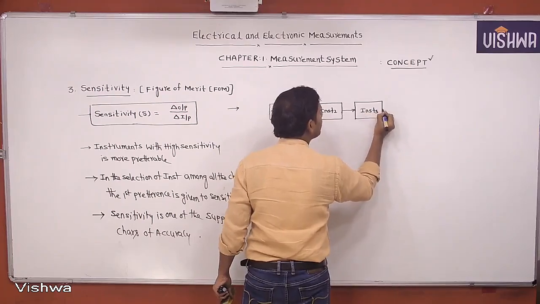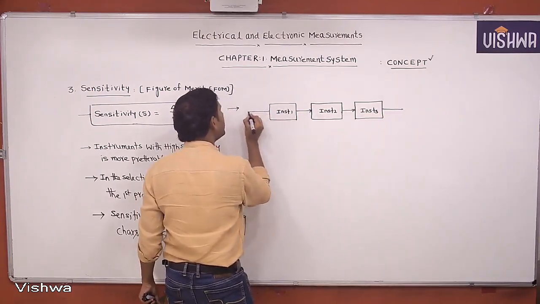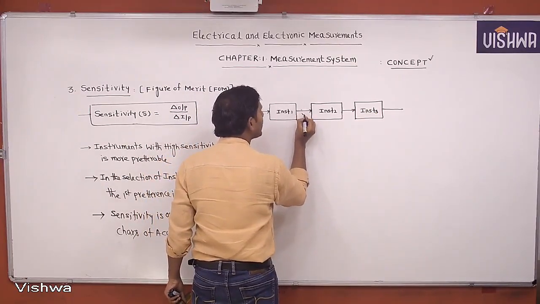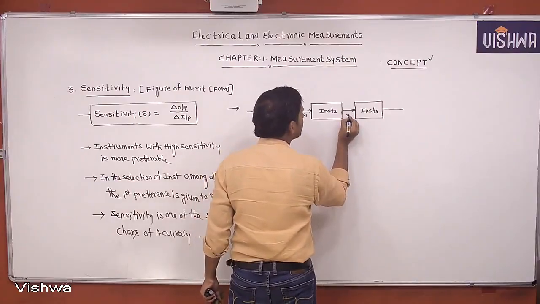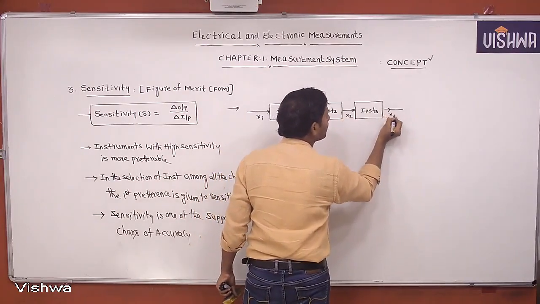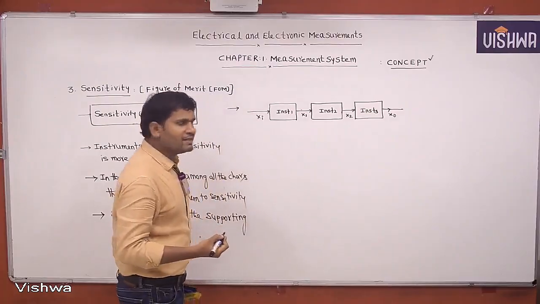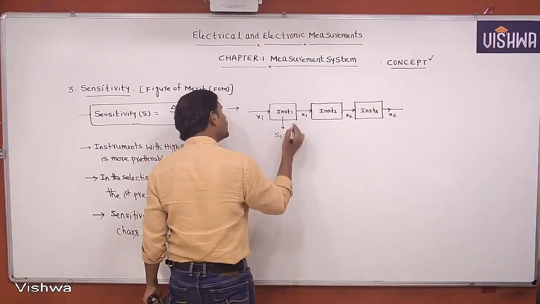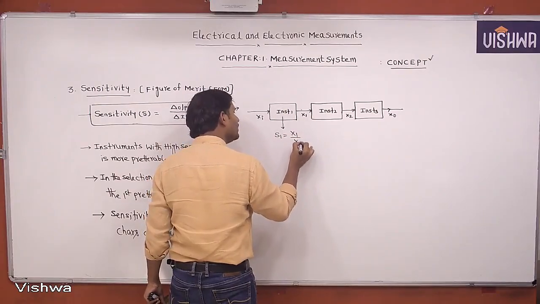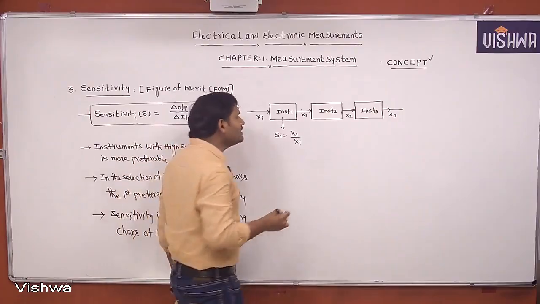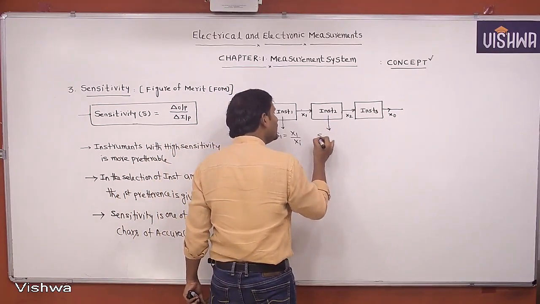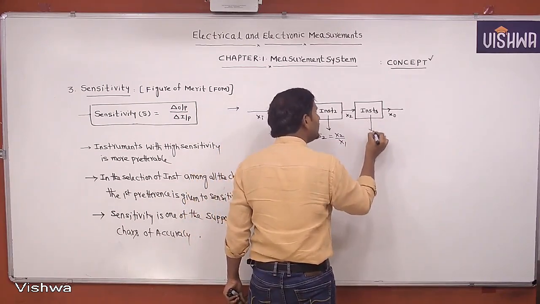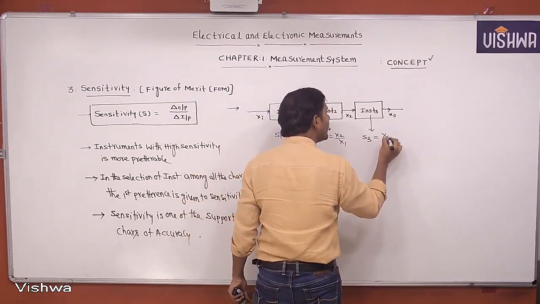Instrument 3. Let the input be Xi. The output of instrument 1 is X1, this is X2 and this is X0. Then the sensitivity of instrument 1 is defined, generally as output by input, X1 by Xi. The sensitivity of instrument 2 is defined as X2 by X1. The sensitivity of instrument 3 is defined as X0 by X2.